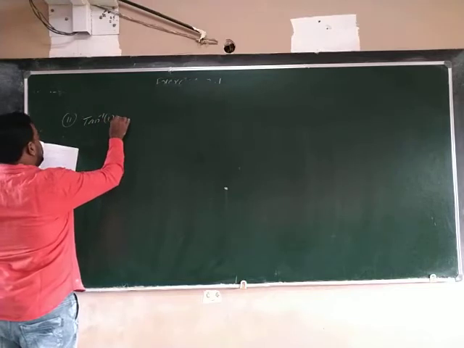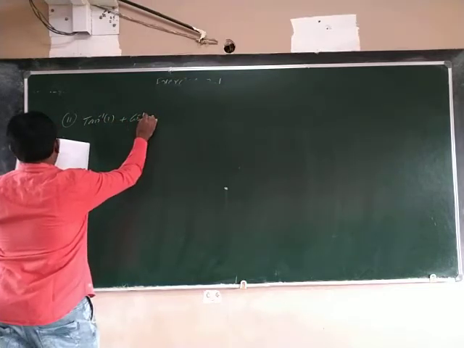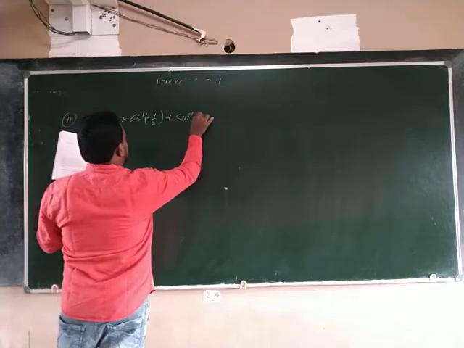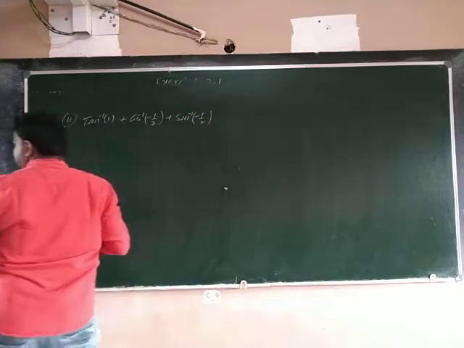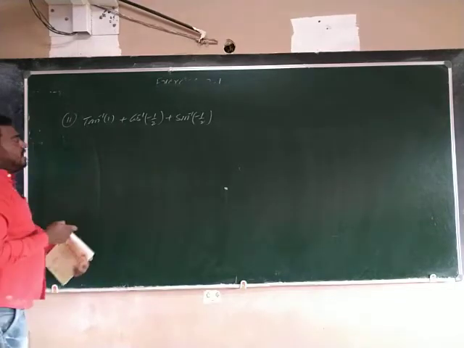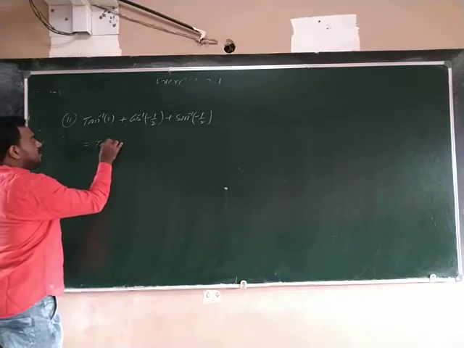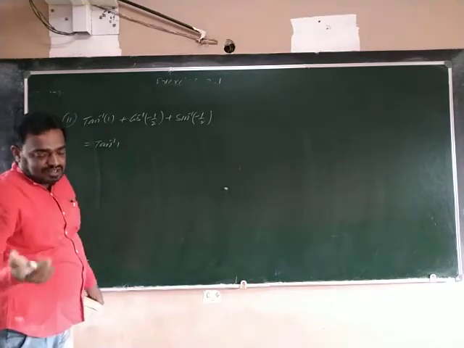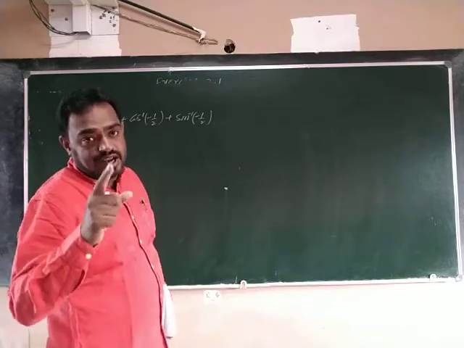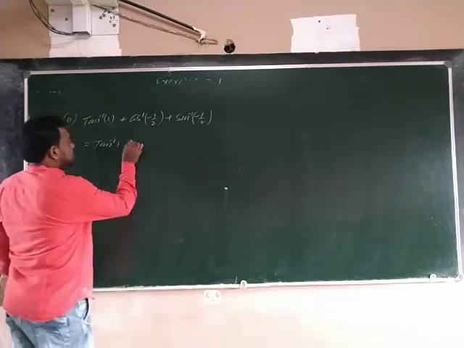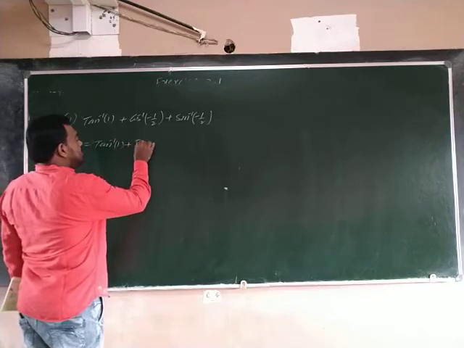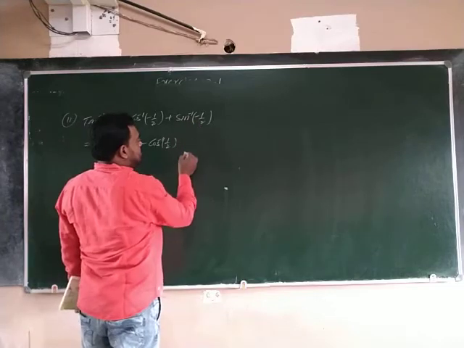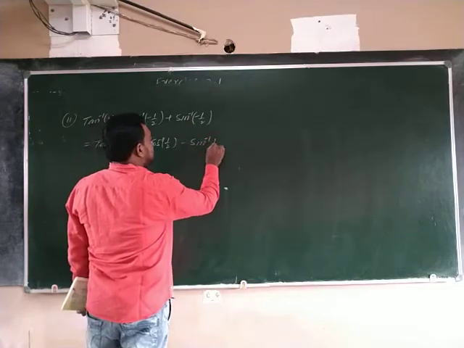Tan inverse of 1 plus cos inverse of minus 1 by 2 plus sin inverse of minus 1 by 2. This is the question. Tan inverse of 1 I am writing as it is. Next, cos inverse of minus x is equal to pi minus cos inverse of x, so this is pi minus cos inverse of 1 by 2. Next, sin inverse of minus x is equal to minus sin inverse of x.